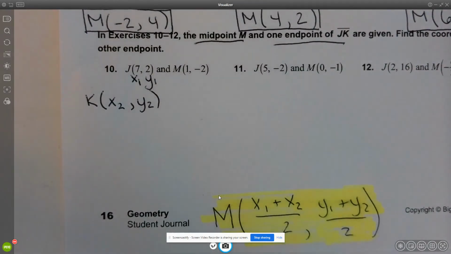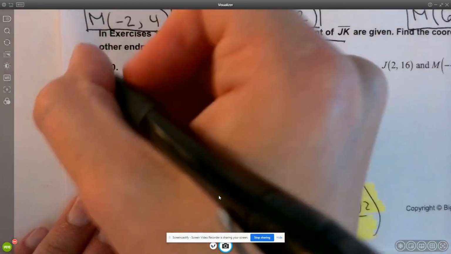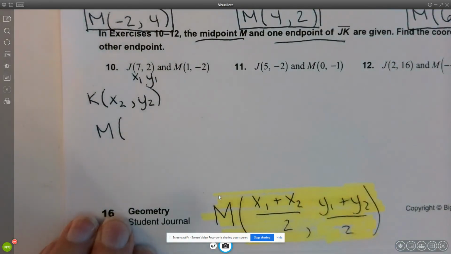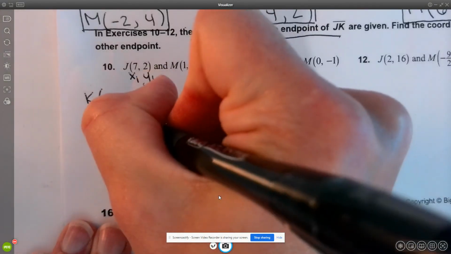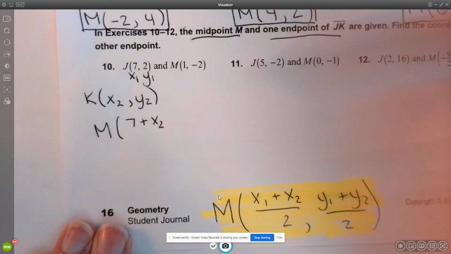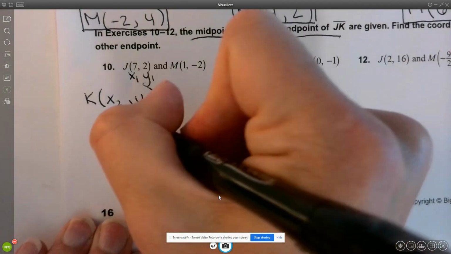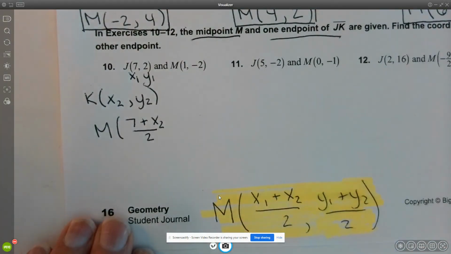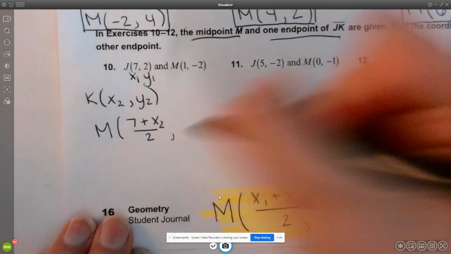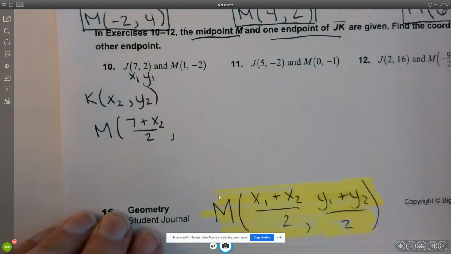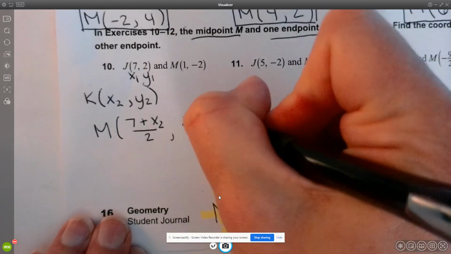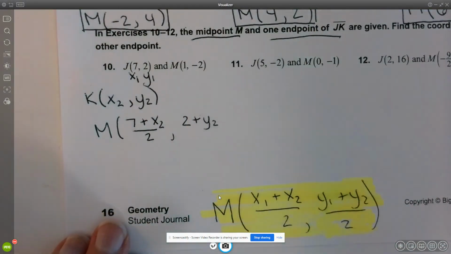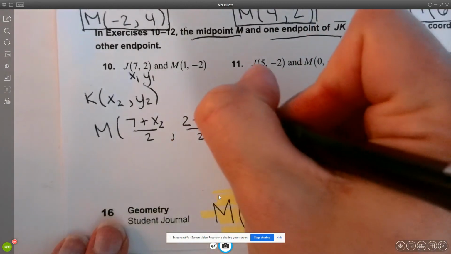So now I'm going to use my midpoint formula. My midpoint, remember, is located at x1, which is 7, plus x2, which I don't know, so I'm just going to leave it as x2, divided by 2. And its y coordinate is located at y1, which is 2, plus y2, which I don't know, divided by 2.